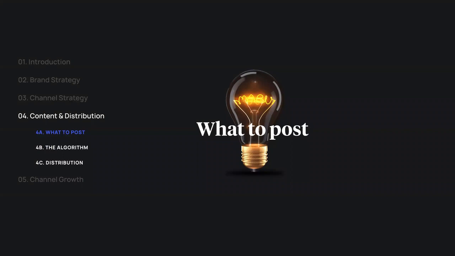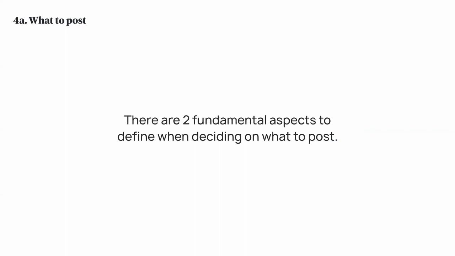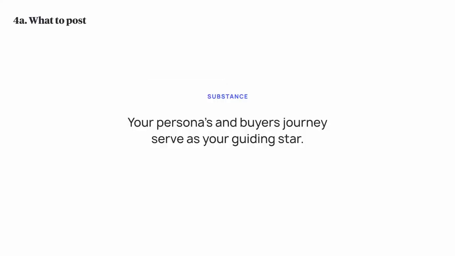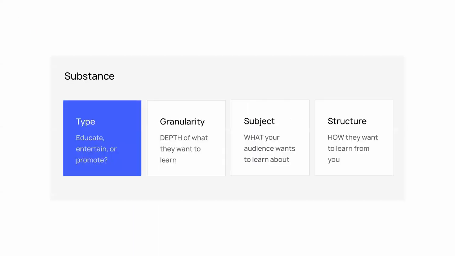Next is content and distribution, right? So this covers what you should post, and there are two fundamental aspects to define when you're deciding what kind of content to post. There's the substance, what is the content about, and then there's the actual design. So we're going to cover substance, and your personas and buyer's journey will serve as your guiding star based on who you're targeting and where they are in that buyer's journey: awareness, consideration, or decision stage.